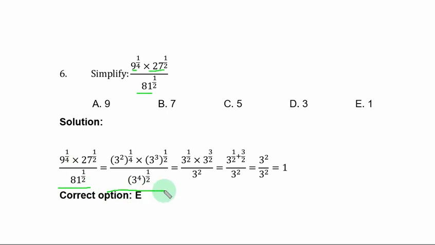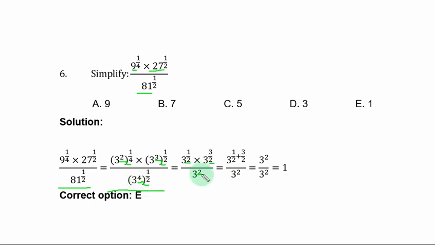Now, let's apply power law to simplify the power. So here, you have 2 times 1 over 4. That simplifies to 1 over 2. 3 times 1 over 2, you have 3 over 2. Then 4 times 1 over 2.